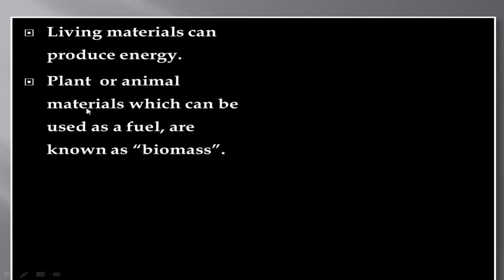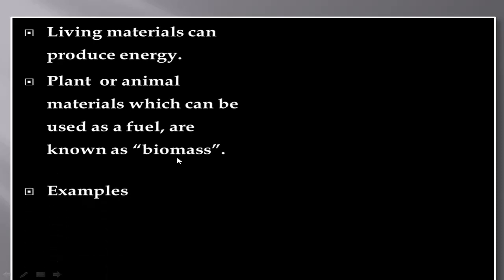Plant or animal materials which can be used as fuel are known as biomass. What is biomass? Biomass means plant or animal material which can be used as a fuel. Now we have learnt what is meant by biomass.